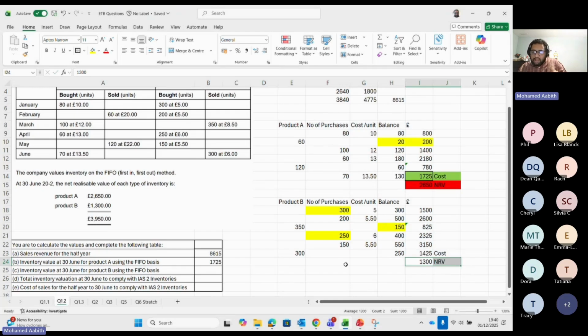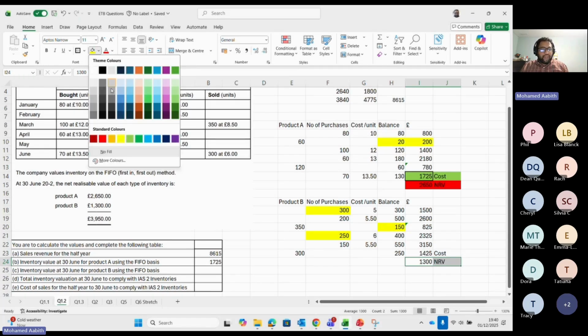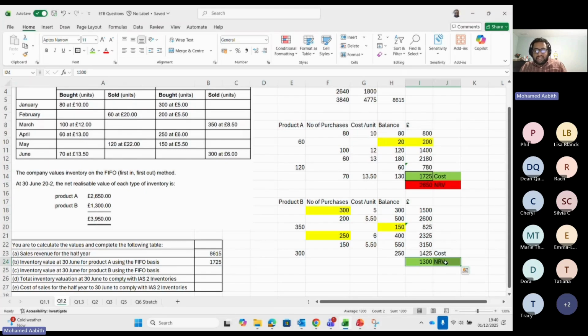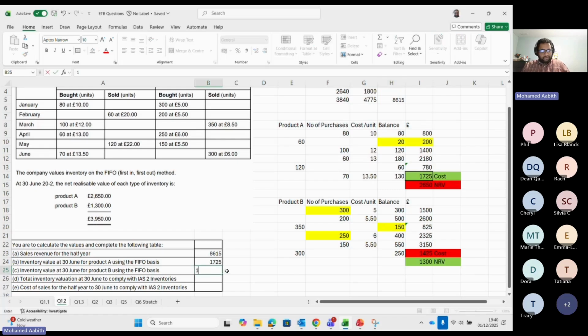What is the rules again, guys? We're going to be using the lowest of either the cost or the NRV here. So in this scenario, when I'm going to do the inventory valuation, final inventory, we use this number instead of the cost number. The cost will be no longer relevant for me when I'm going to do the inventory calculation. So they're saying here, what is the number? 1,425 here.